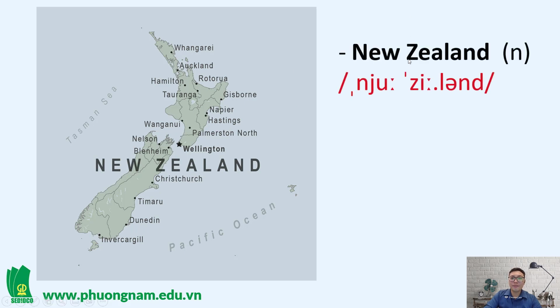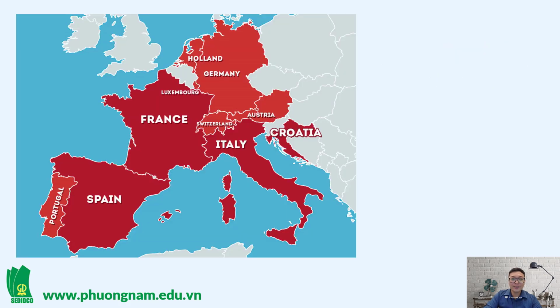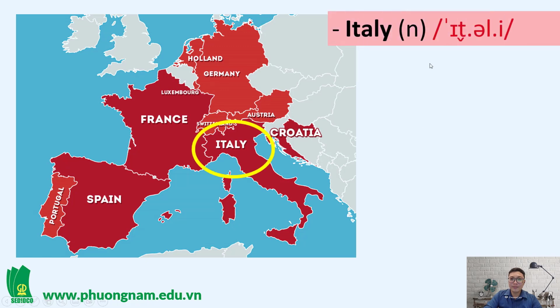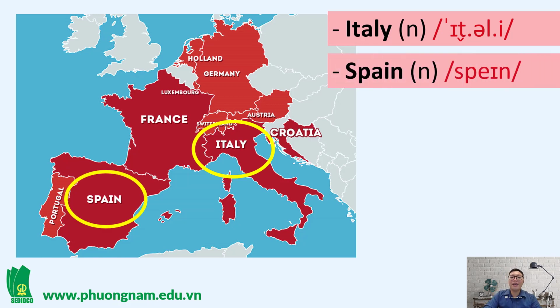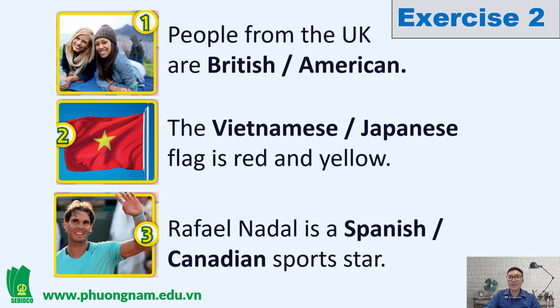And this is the map of New Zealand. Repeat after me. New Zealand. One more time. New Zealand. Very good. This is the map of Europe. We have many European countries. Let's see. Italy. Repeat after me. Italy. Spain. Again, Spain.